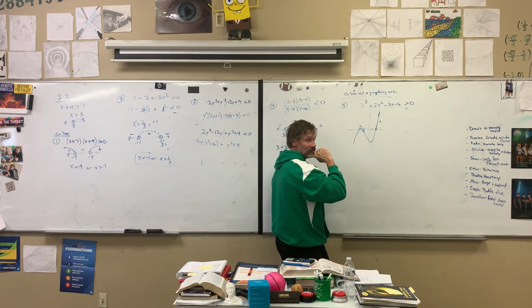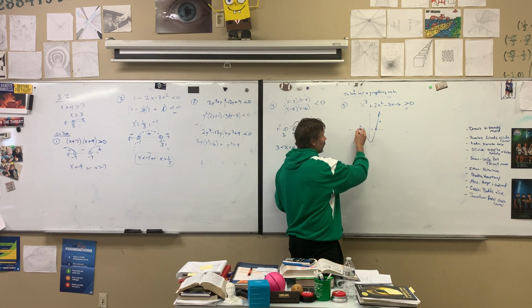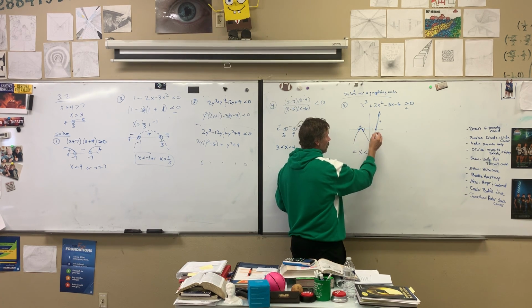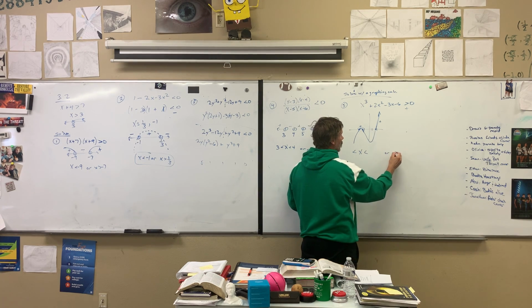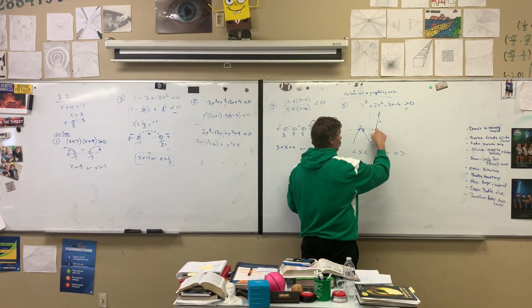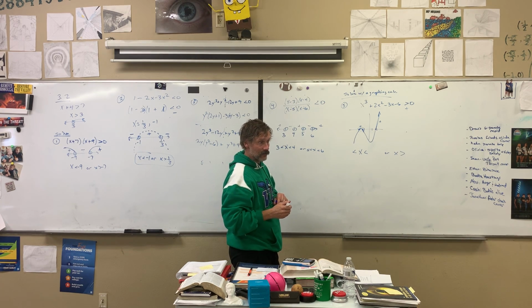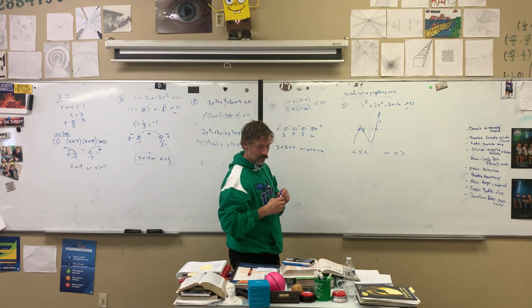So I need to find out what my intercepts are, and it'll be x is greater than something, x is less than something, or x is greater than whatever value that is. You do that just by calculating your intercepts. So does anybody have them calculated?